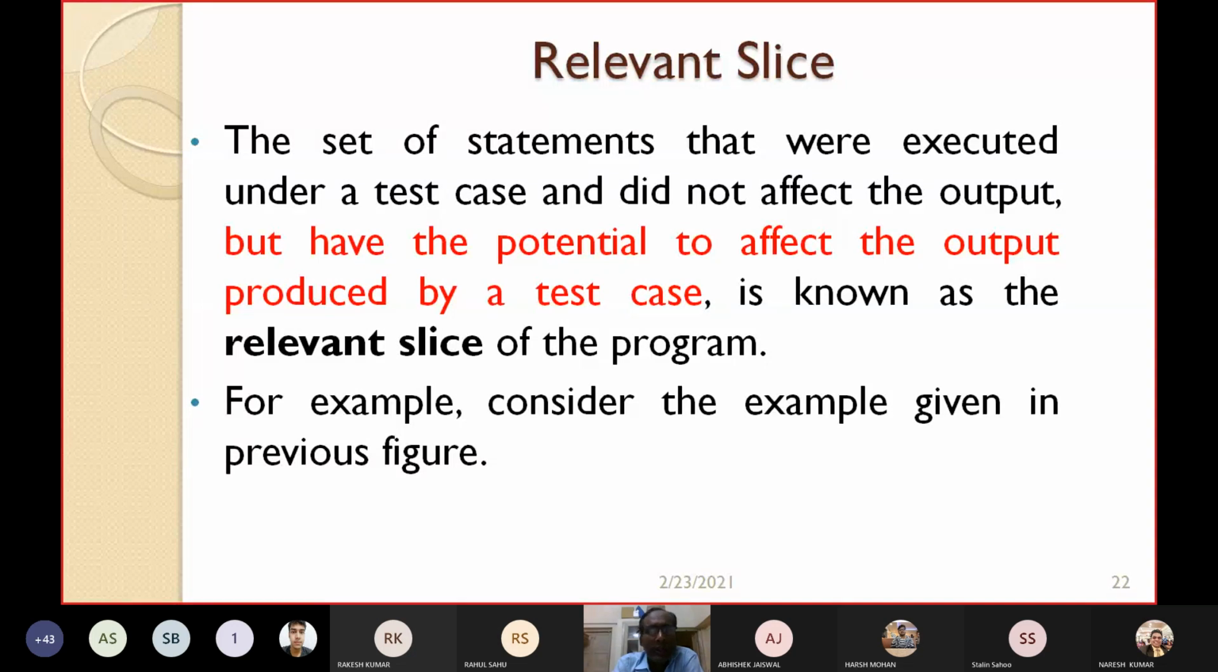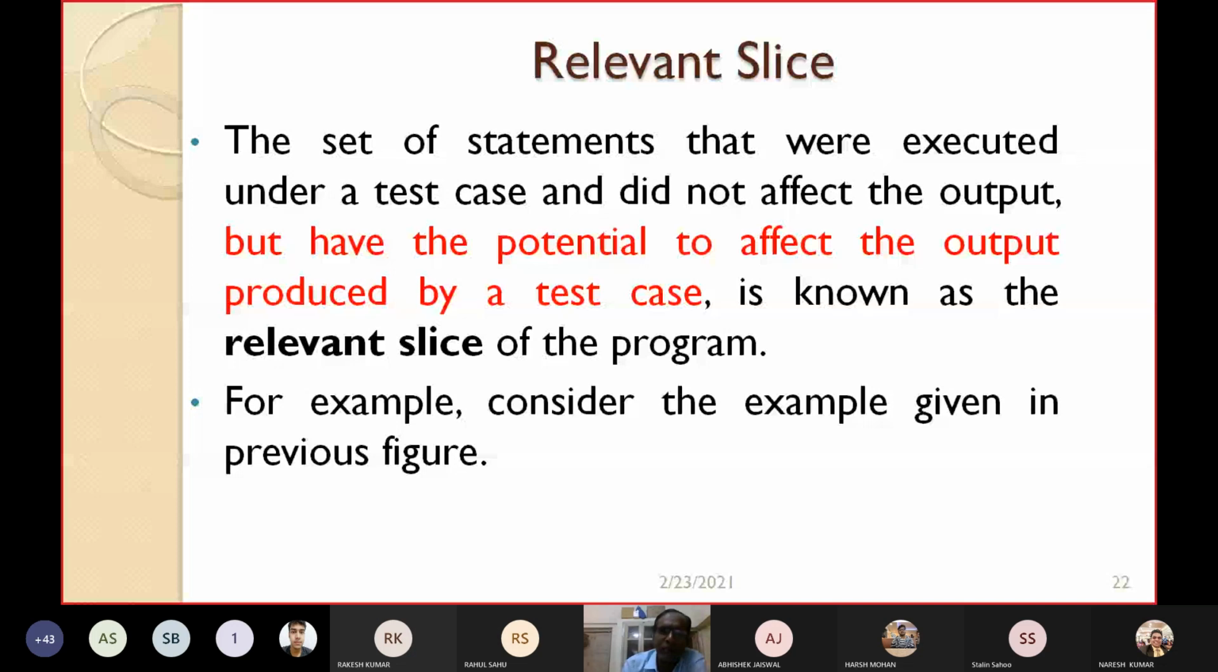We have already seen the execution slice. We have already seen the static slice. We have already seen the dynamic slice. The next definition is relevant slice. What do you mean by relevant slice? Relevant slice is the set of statements that were already executed for a test case, and they did not affect the output, but they have the potential to affect the output produced by a test case. This set of statements is called the relevant slice.